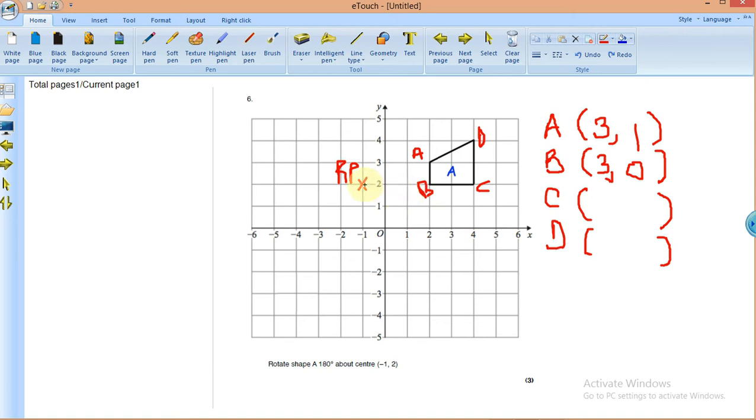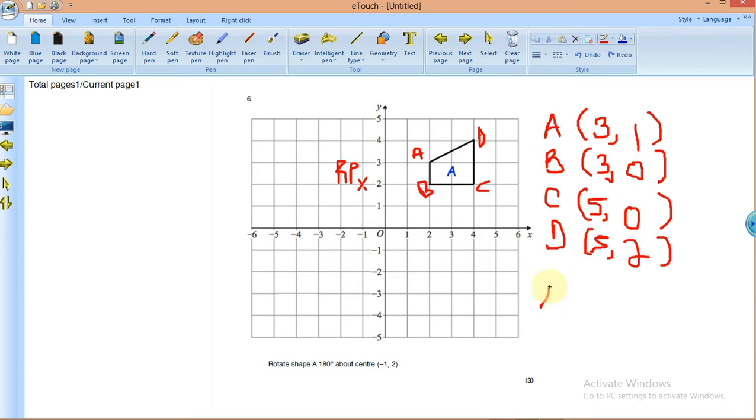Then rotation point to C. 1, 2, 3, 4, 5. That is 5, 0, because it's only x, just to the right-hand side and nothing more. And finally, rotation point to D. 1, 2, 3, 4, 5, then 1, 2. So 5, 2. I think I like this question. Very different from the previous 2 questions.